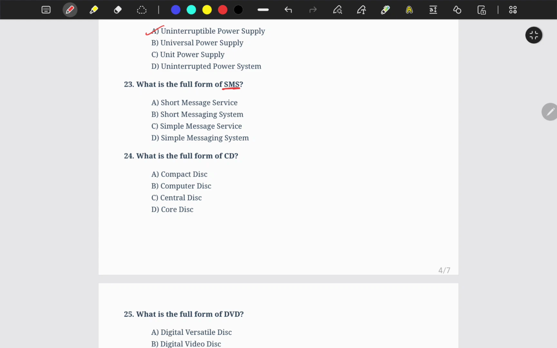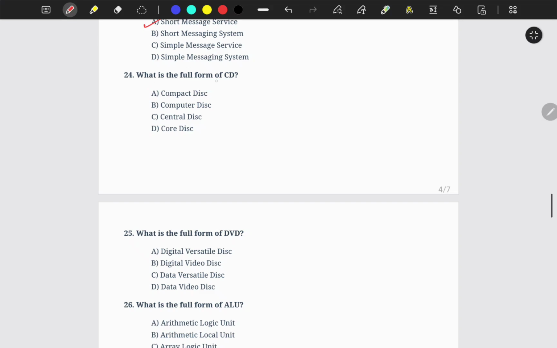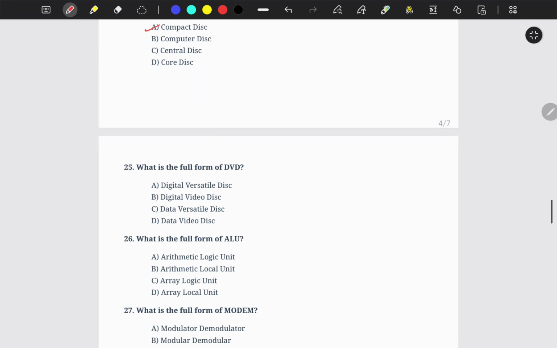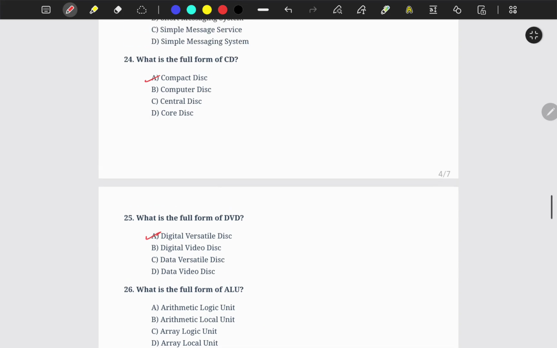Full form of SMS. It is short message service. What is the full form of CD? Easy one, right? Compact disc. Let's move on to the next one. So what is the full form of DVD? It is digital versatile disk. Okay, so just for your extra knowledge, I guess you have heard about Blu-ray also, right?